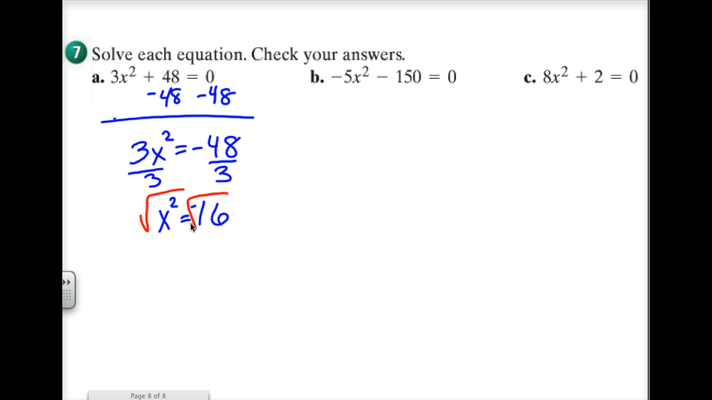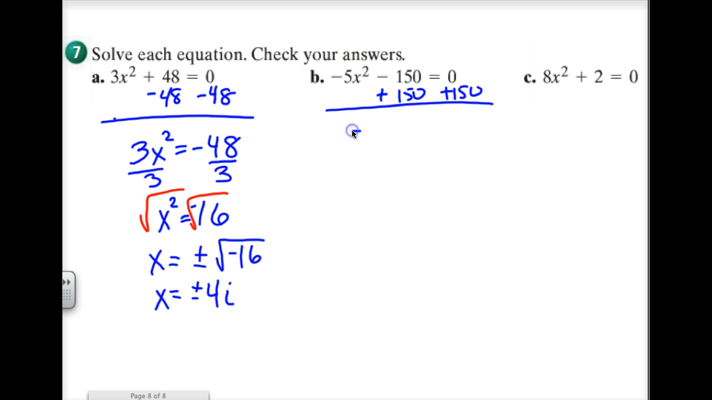And because it's a negative inside, whenever I take that square root, it is going to be plus or minus the square root of -16. And that negative comes out as an i, and the square root of 16 is 4. So this answer is going to be plus or minus 4i. Looking at letter B, we're going to add 150 to both sides. Negative 5x squared is equal to a positive 150.